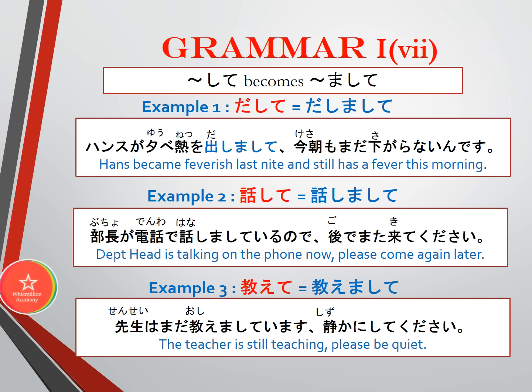Please be quiet. 先生はまだ教えています。静かにしてください。教えています becomes 教えましています. The polite form of 教えています is 教えましています. So this is how we can use the polite form of して in a sentence.